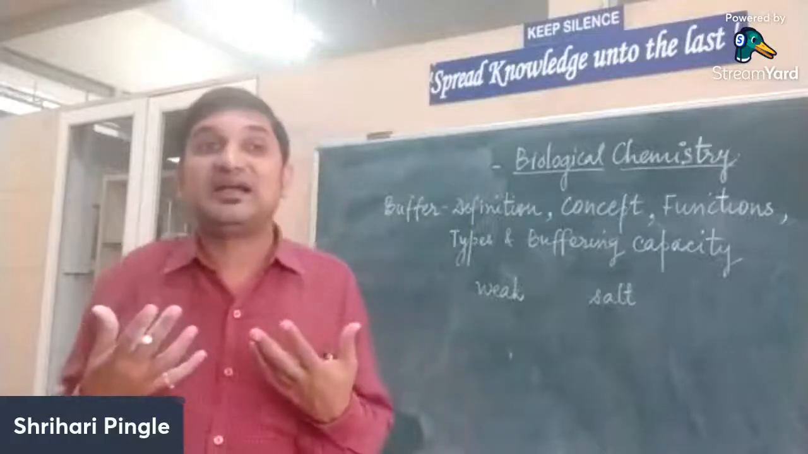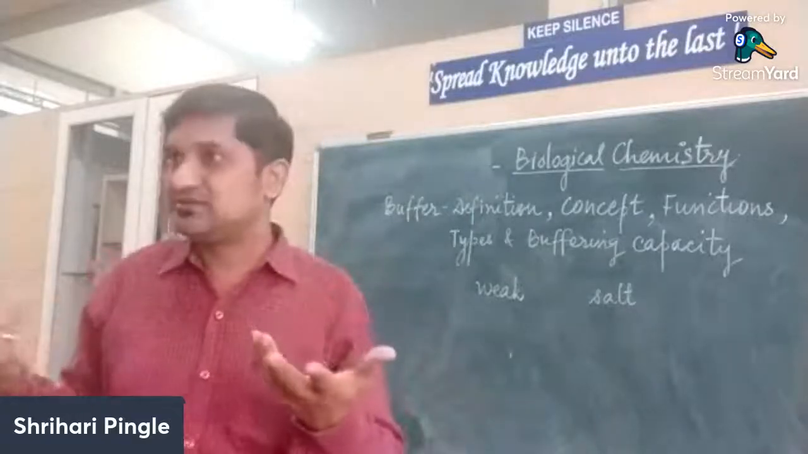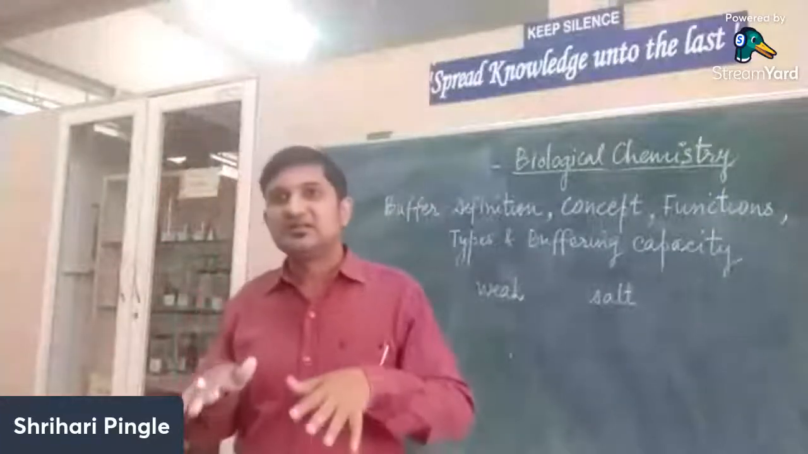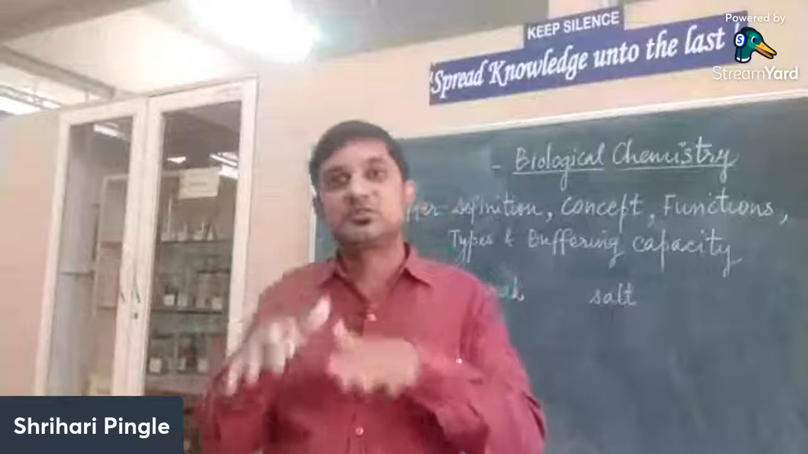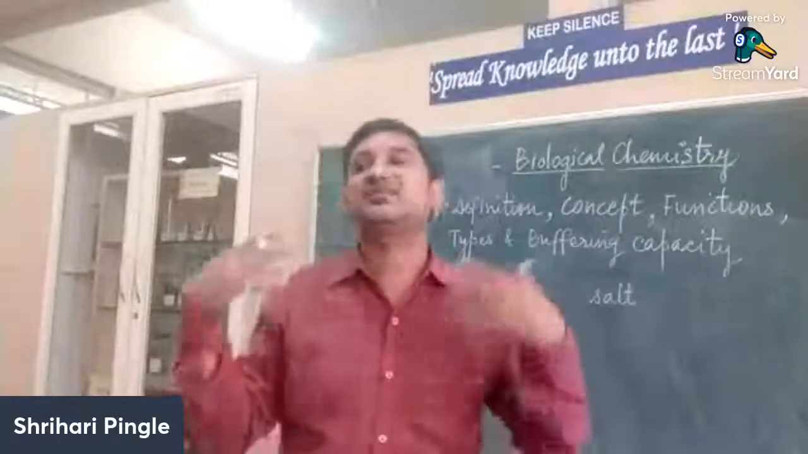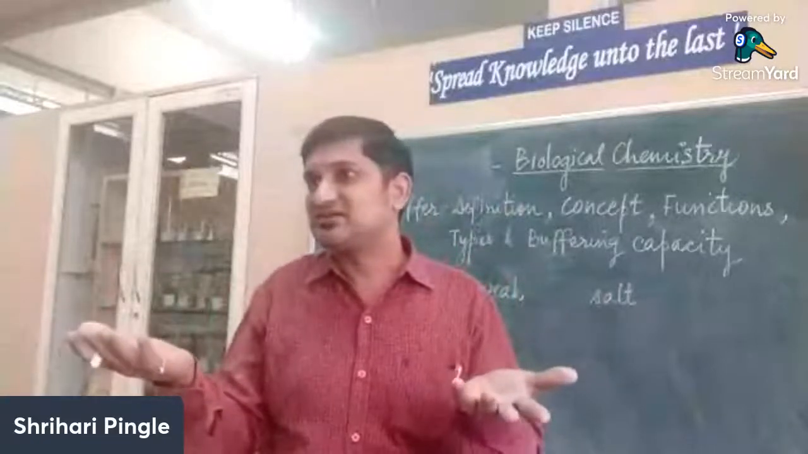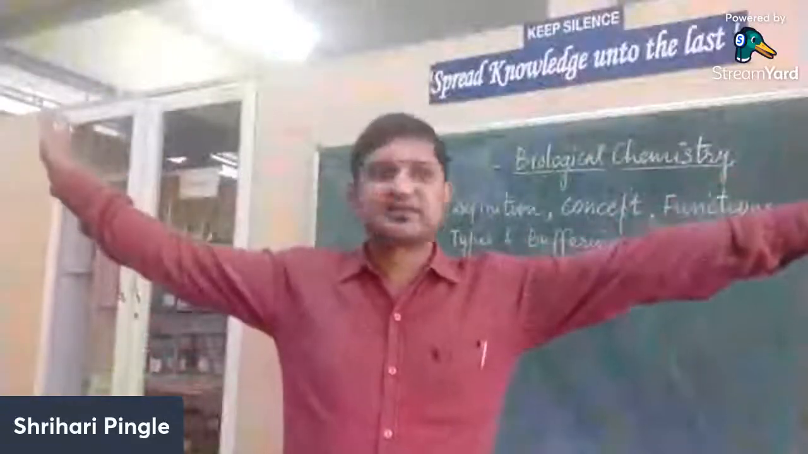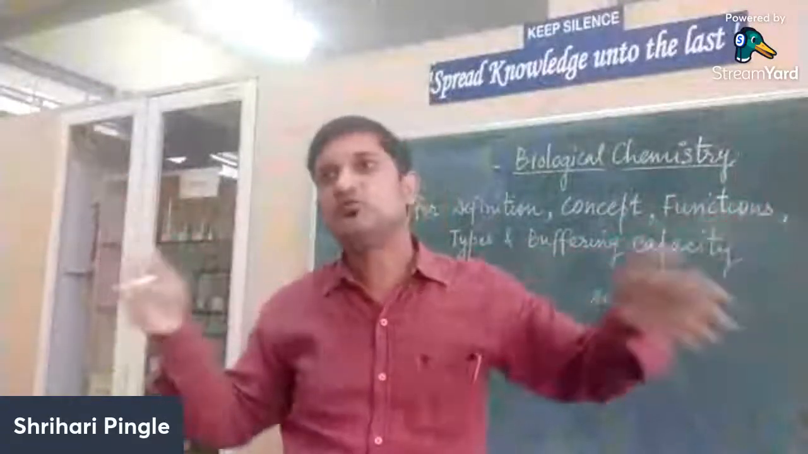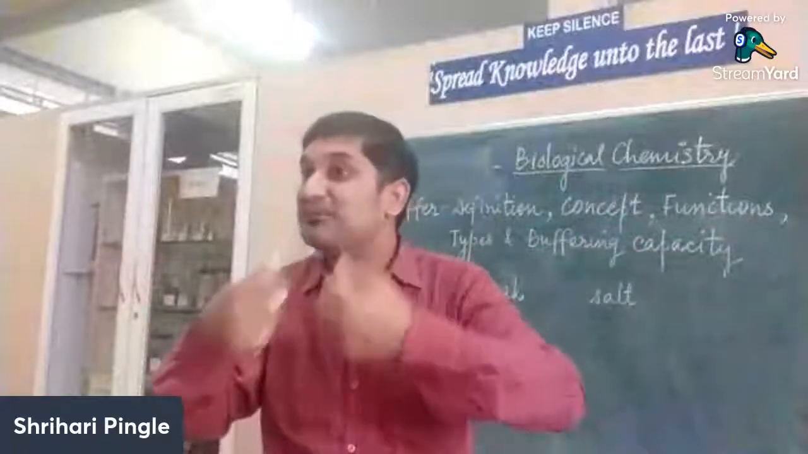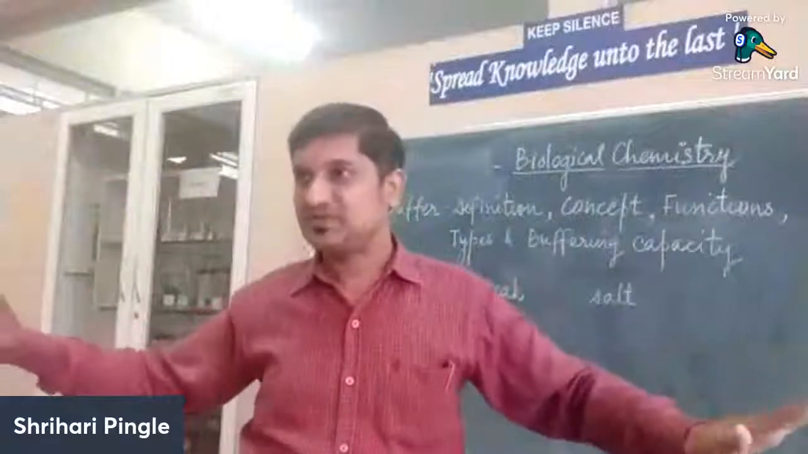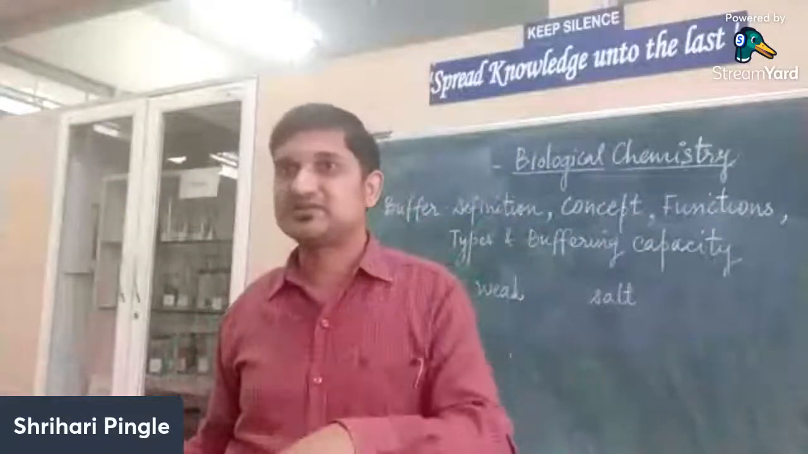What do we mean by being weak? I have told you already. When the ionization or dissociation does not take place at a higher rate. A strong acid is something which completely dissociates. All H plus ions and all chloride ions get separated. When you talk about weak acids and bases, they do not completely dissociate. So they are called weak acids and weak bases.